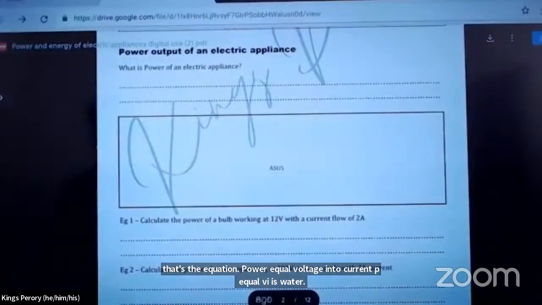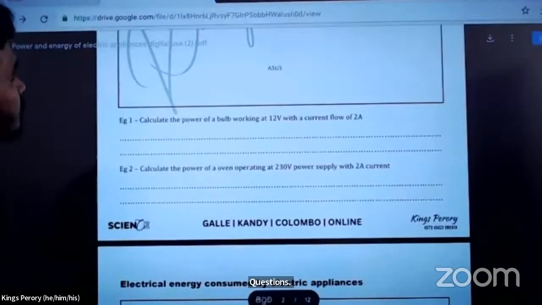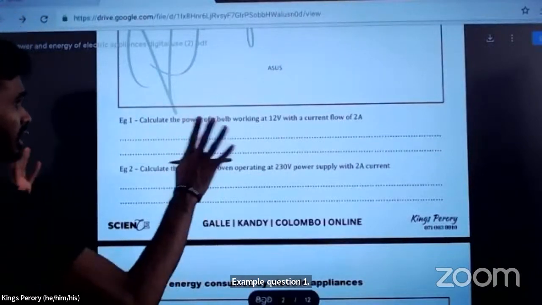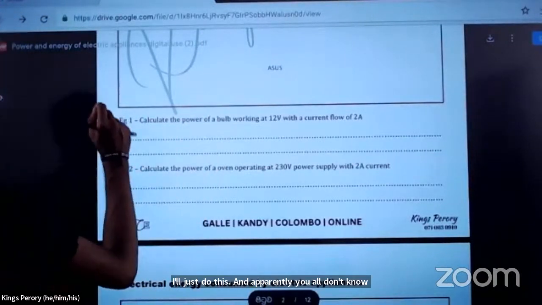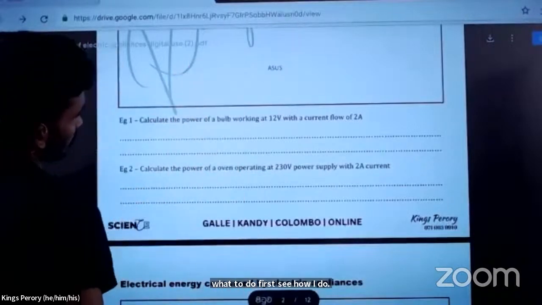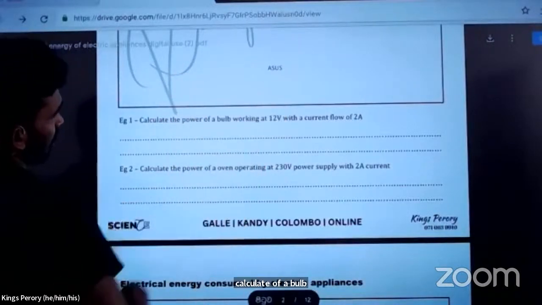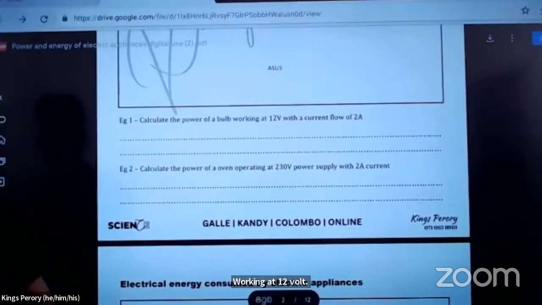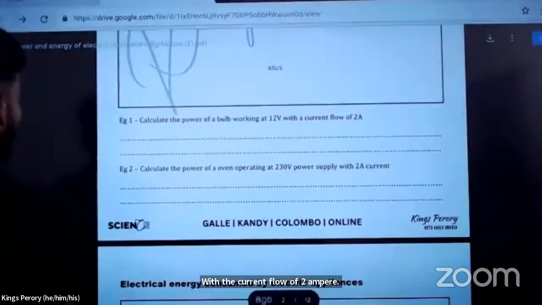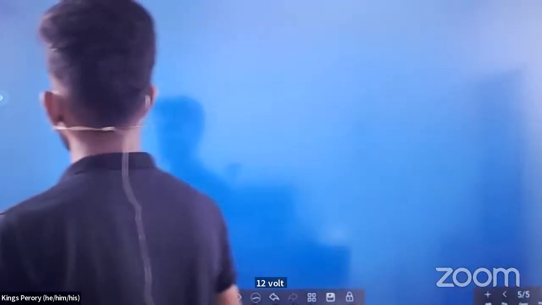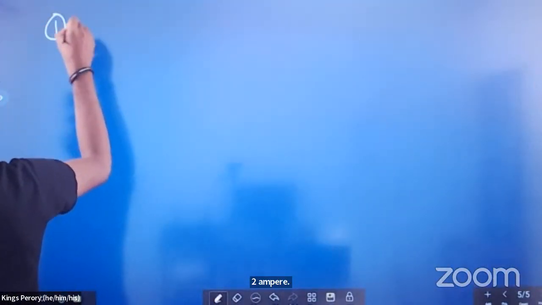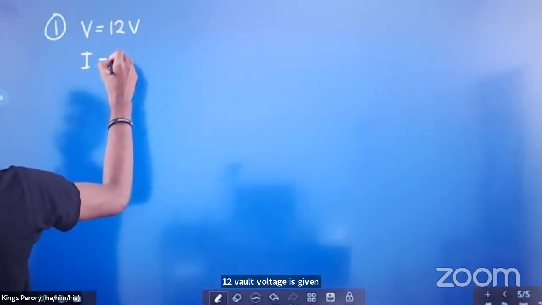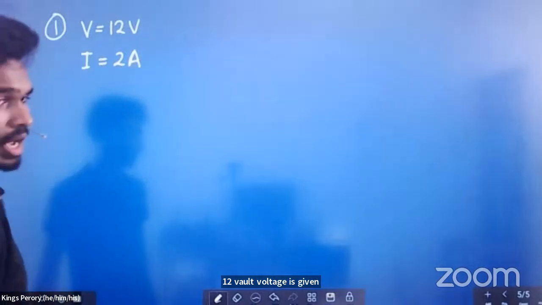Example question 1. Calculate. I'll do this first. You all don't start yet, first see how I do. Calculate the power of a bulb working at 12 volt with a current flow of 2 ampere. 12 volt, 2 ampere. Voltage is given, 12 volt. Current is given, 2 ampere. They are asking for the power.